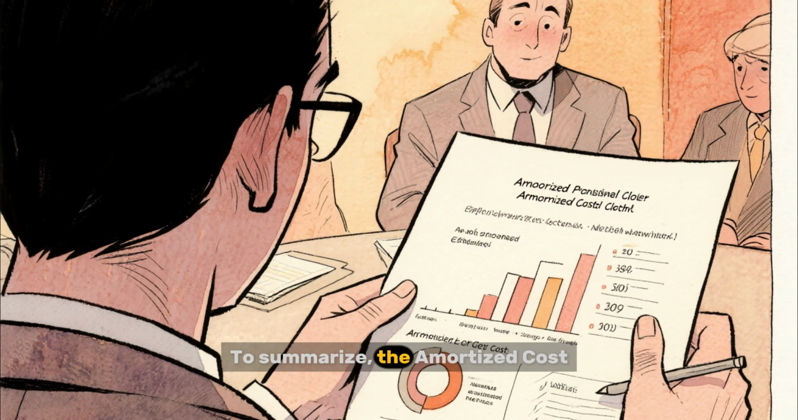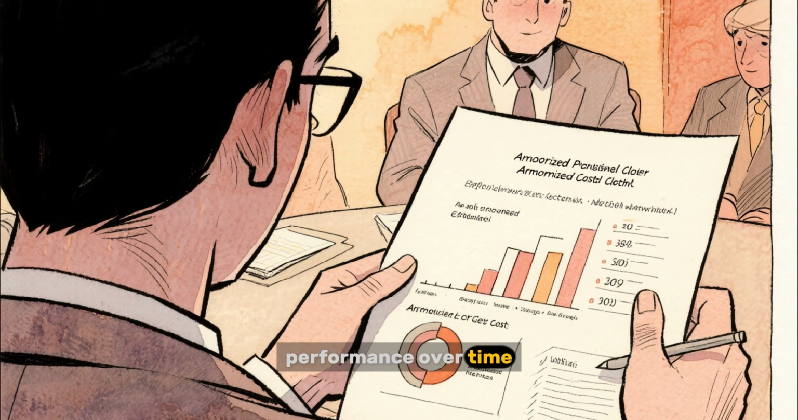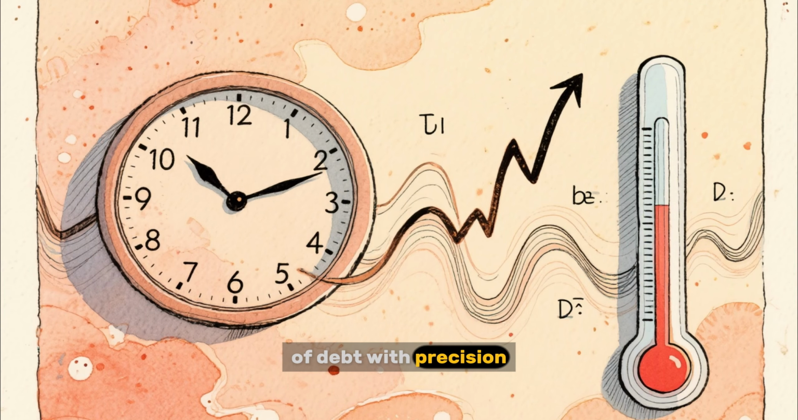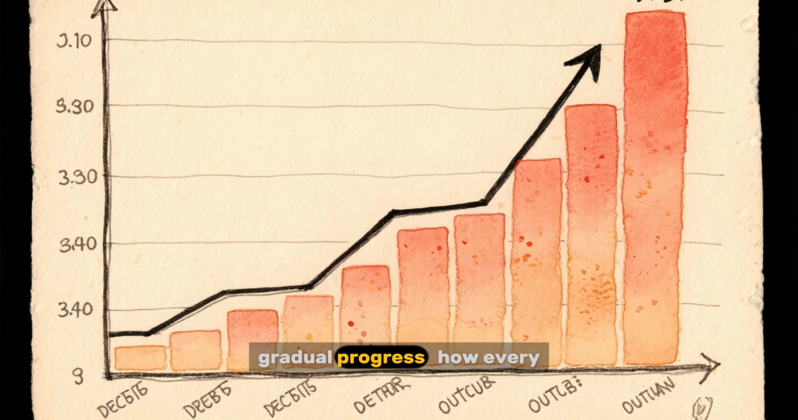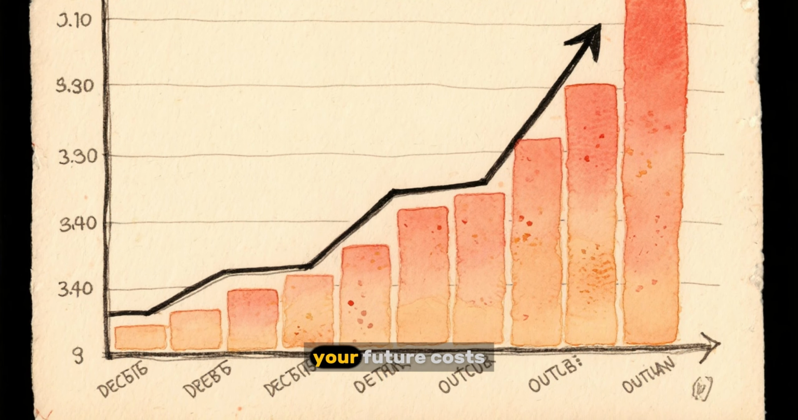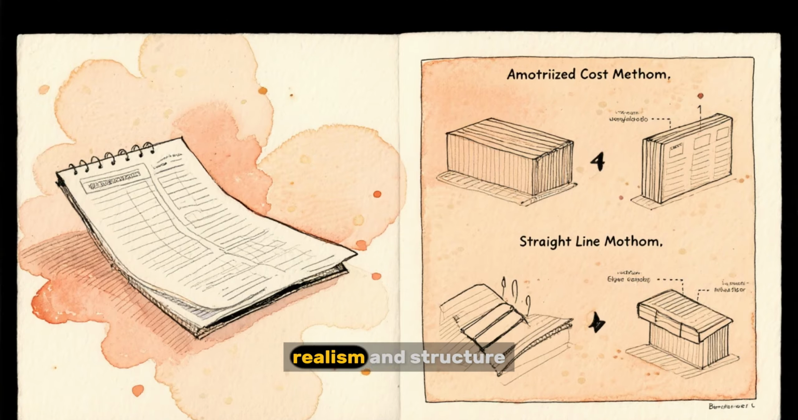To summarize, the amortized cost method represents the professional standard for tracking loan performance over time. It reflects both the passage of time and the reduction of debt with precision. It tells a story of gradual progress, how every payment not only reduces what you owe, but also decreases your future costs. Compared to earlier methods, it strikes a balance between realism and structure.